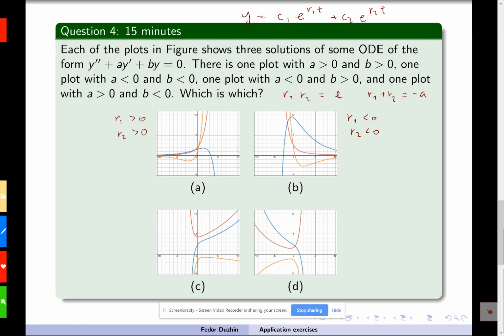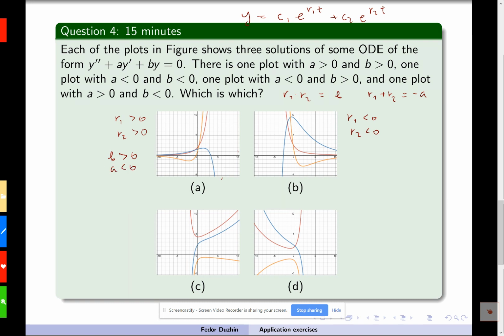And so now if r1 and r2 are both positive, it means that the product of r1 and r2, which is b, is positive, and the sum of r1 and r2, which is negative a, is also positive. So negative a is positive, which means that a itself is negative.